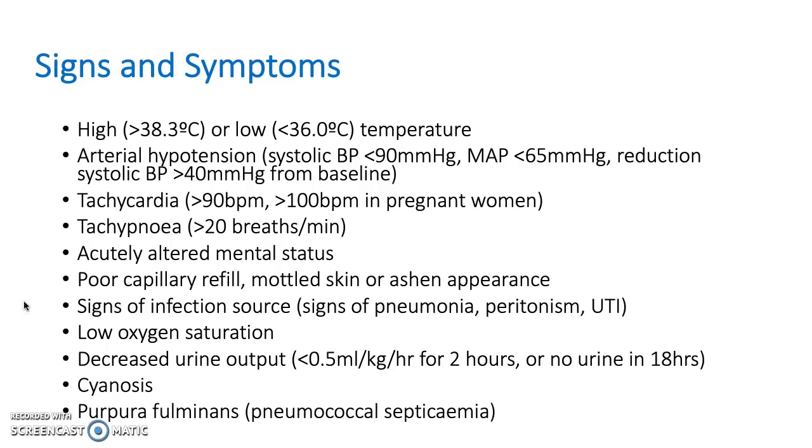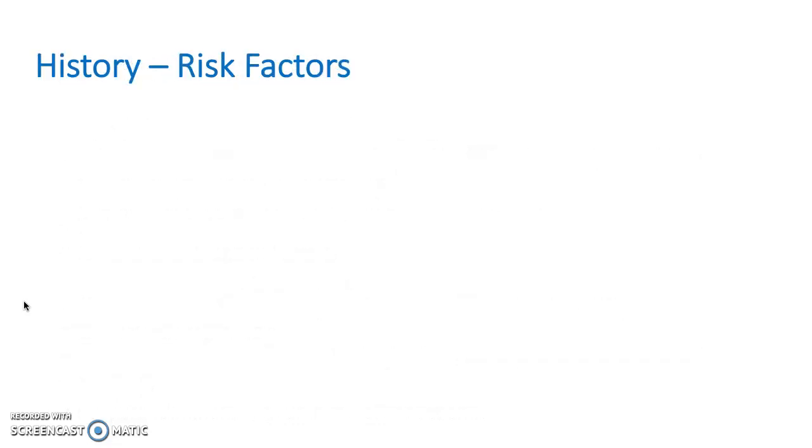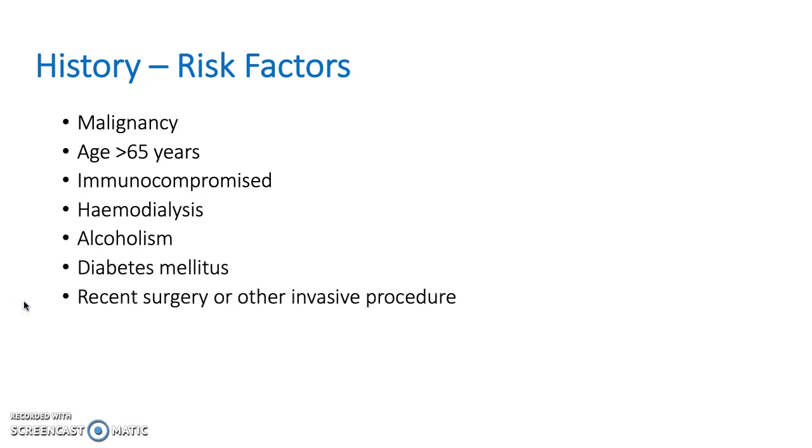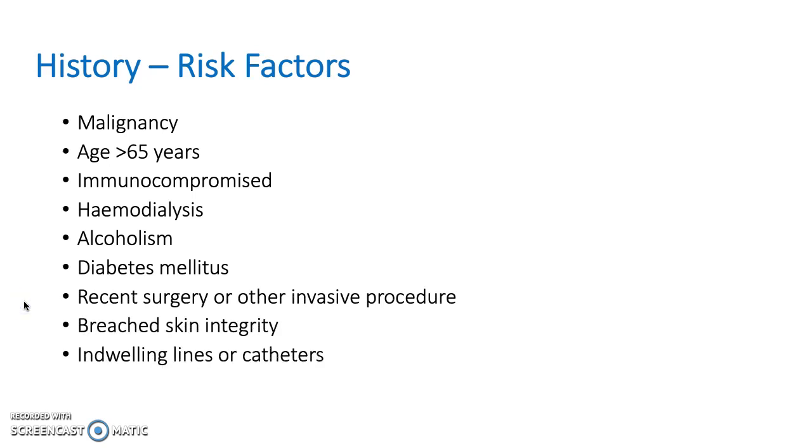Cyanosis and purpura fulminans, which is a sign of pneumococcal septicemia. It is also important to get as much information out of the history as you can, as there are many risk factors for sepsis. These include malignancy, age over 65 years, if the patient is immunocompromised, hemodialysis, alcoholism, diabetes mellitus, recent surgery or other invasive procedure, breached skin integrity, indwelling line or catheter, intravenous drug misuse, and pregnancy.